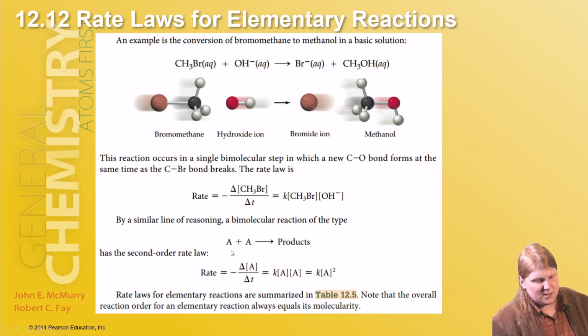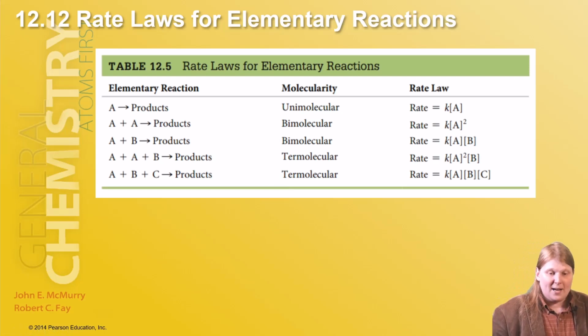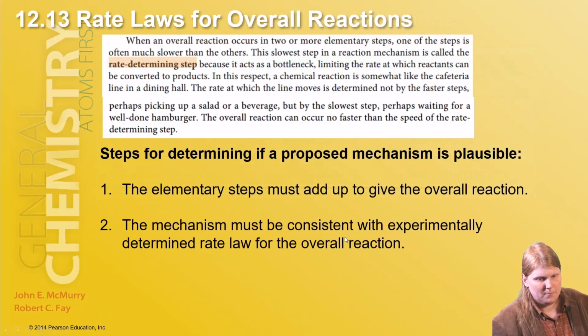Bimolecular reactions of this type would have a second order reaction. The rate law for this, if this is a bimolecular reaction, is this right here. The overall rate law for an elementary reaction always equals its molecularity. That is also true. So these are just examples. If the reaction is elementary, they have this molecularity and they get this rate law. Keeps it simple.